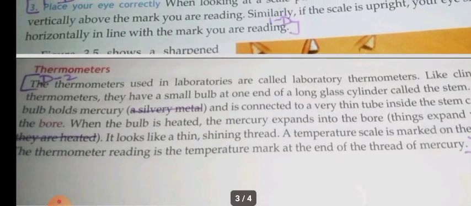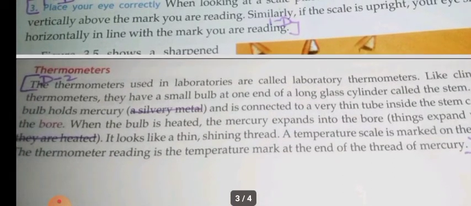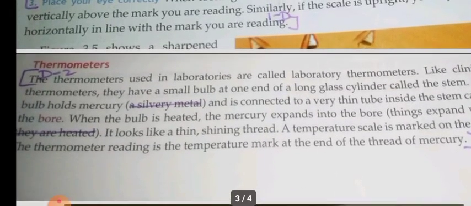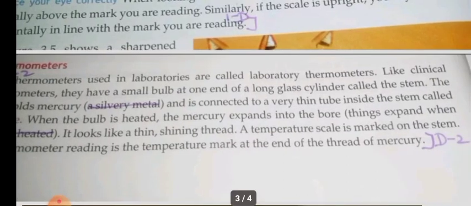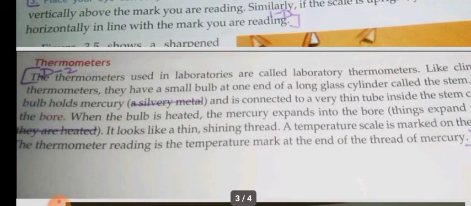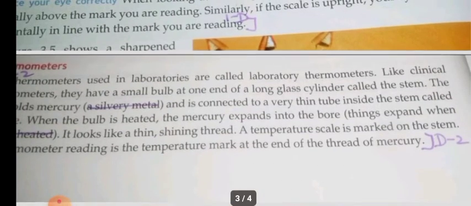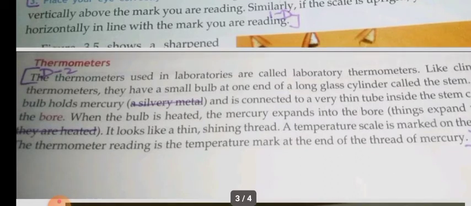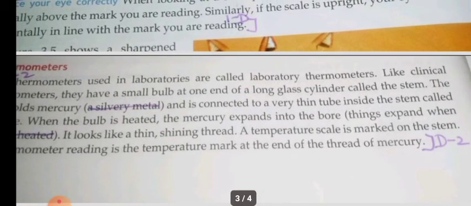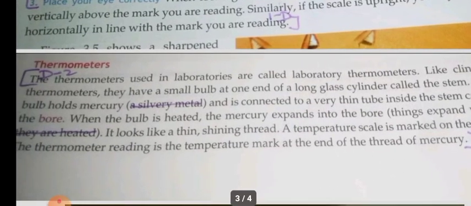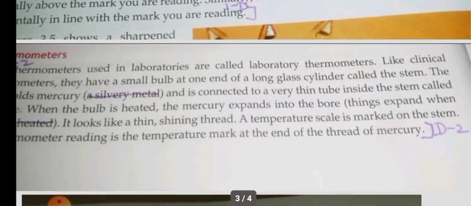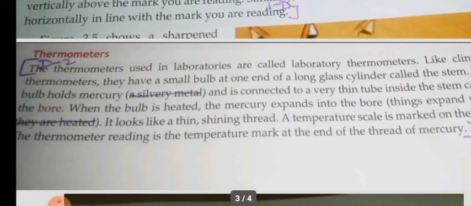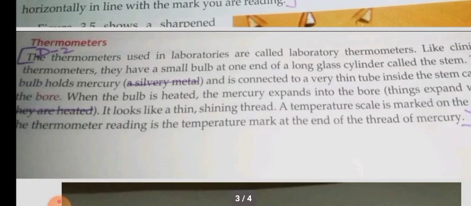I repeat, the thermometers used in laboratories are called laboratory thermometers. Like clinical thermometers, they have a small bulb at one end of a long glass cylinder called the stem. The bulb holds mercury and is connected to a very thin tube inside the stem called the bore. When the bulb is heated, the mercury expands into the bore. It looks like a thin shining thread. The temperature scale is marked on the stem. The thermometer reading is the temperature mark at the end of the thread of mercury.